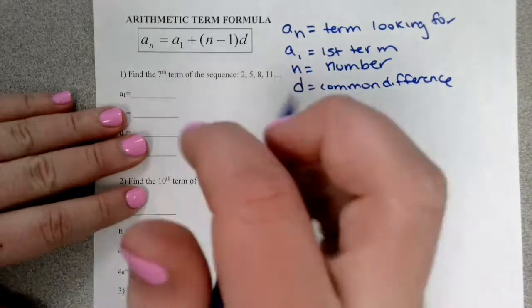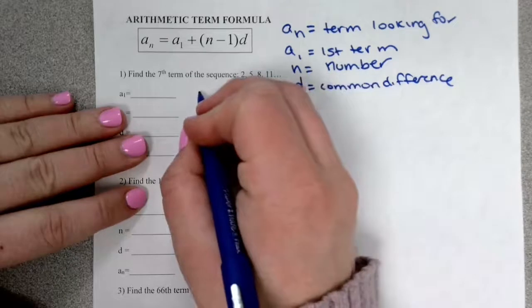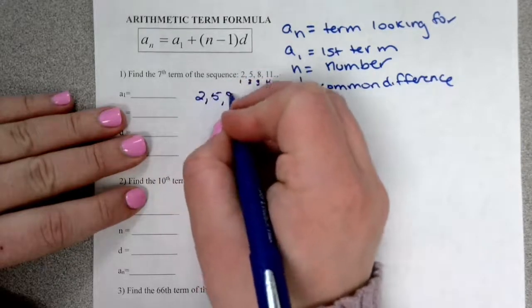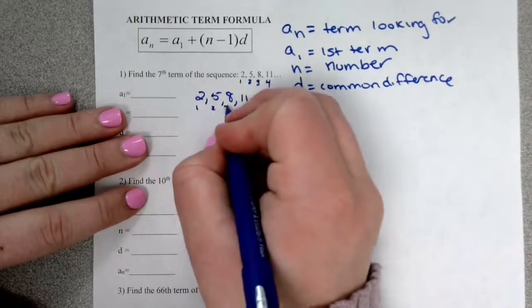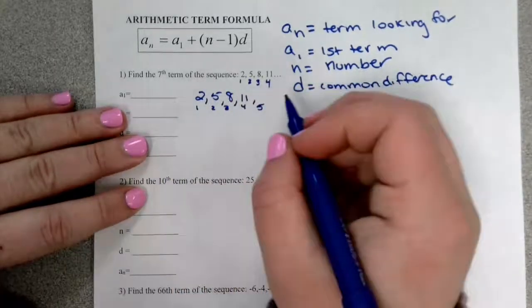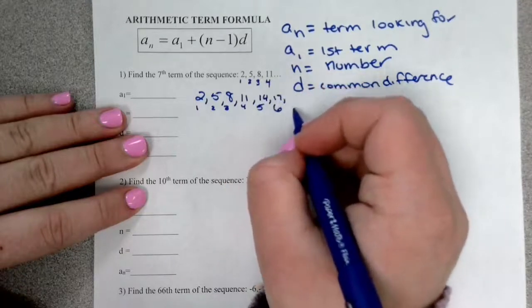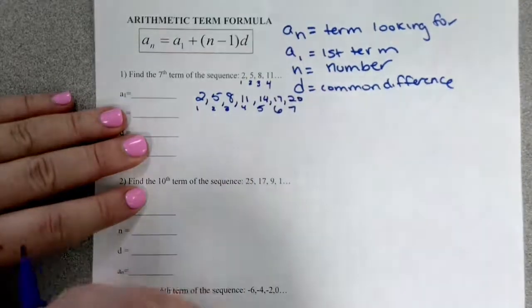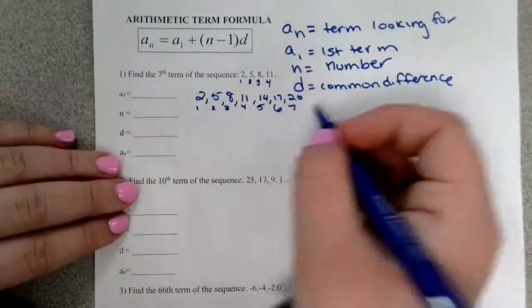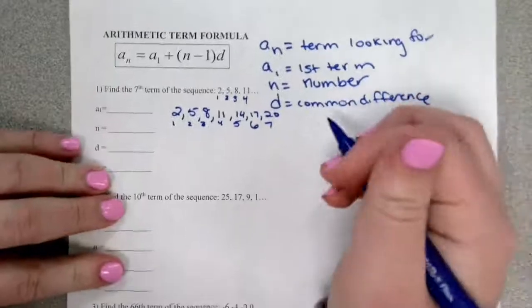Again, you can keep counting. So this is my first term, this is my second, my third, my fourth. So if I move it over just a little bit, 1, 2, 3, 4. My 5th term would be, I notice I add 3 every time, 14. My 6th term would be 17, and my 7th term would be 20. So I technically already know my 7th term is 20, but again, let's just use the formula to see it.